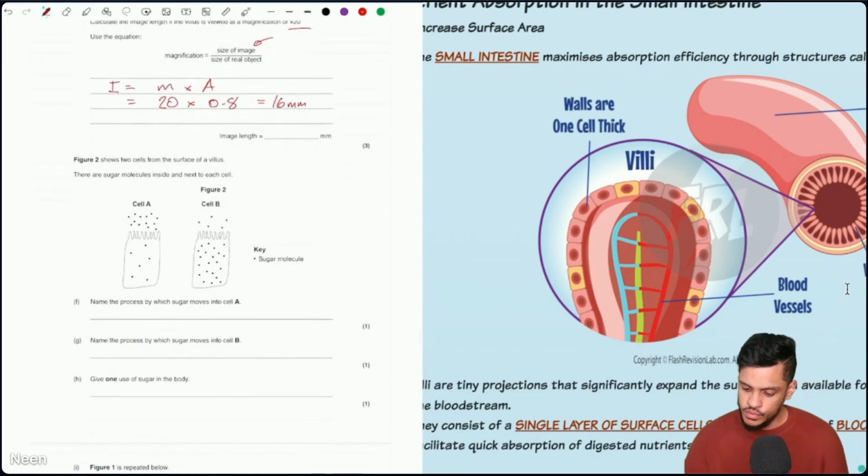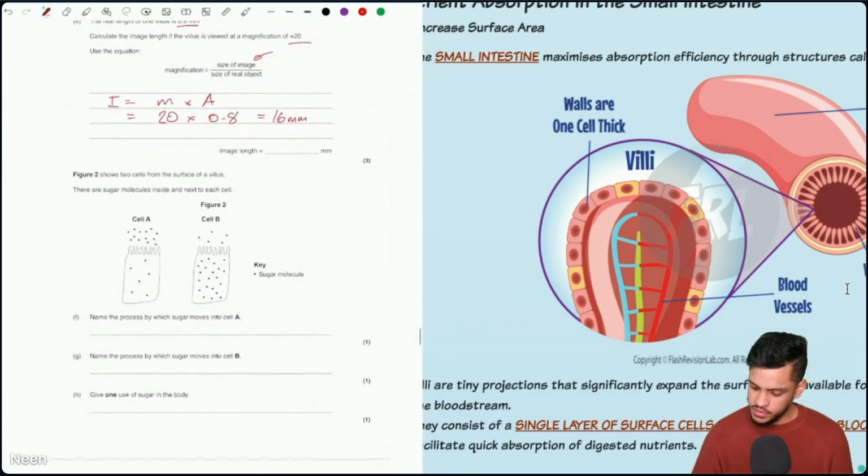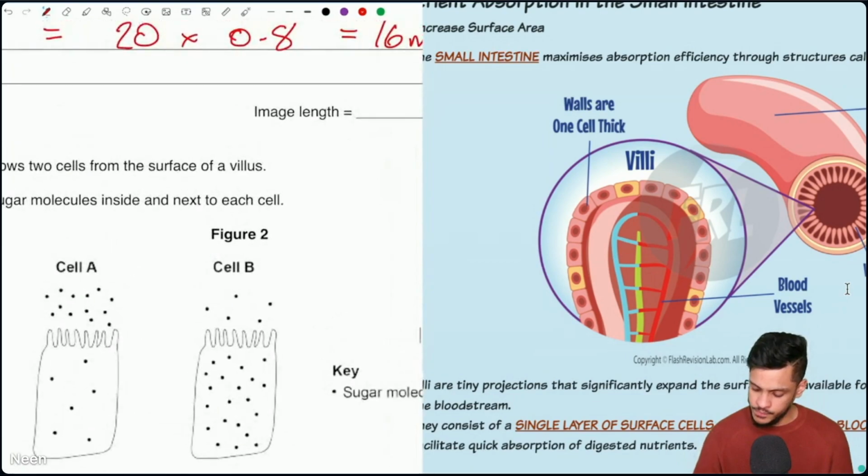Figure 2 shows 2 cells from the surface of a villus. There are sugar molecules inside and next to each cell. Name the process by which sugar moves into cell A, and then it asks into cell B. What's the difference here? Cell A and cell B. So this trying to get into here, and this trying to get into here. Which one's going to be easier? What are the 2 processes called?